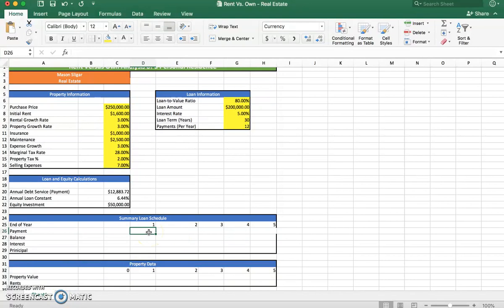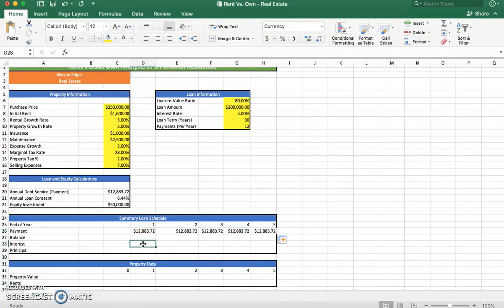Alright. So, now we have our summary loan schedule. Alright, so we'll start with the payment here, which we've already created actually. We're just going to bring it down from the table right above, our annual debt service payment. Alright, and then if we take this and lock it in place, we are then able to drag it all the way across, and it should be the same number. Perfect.